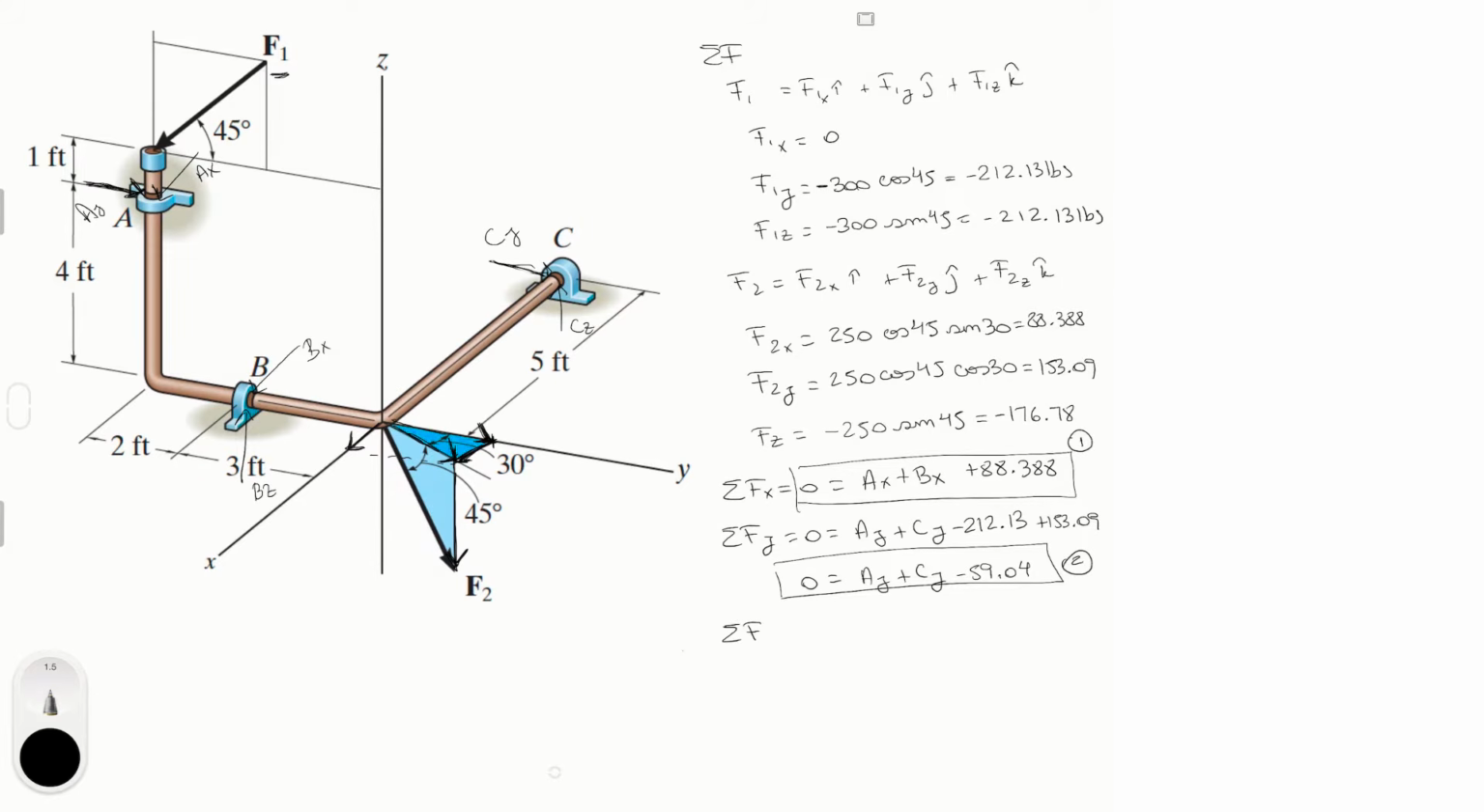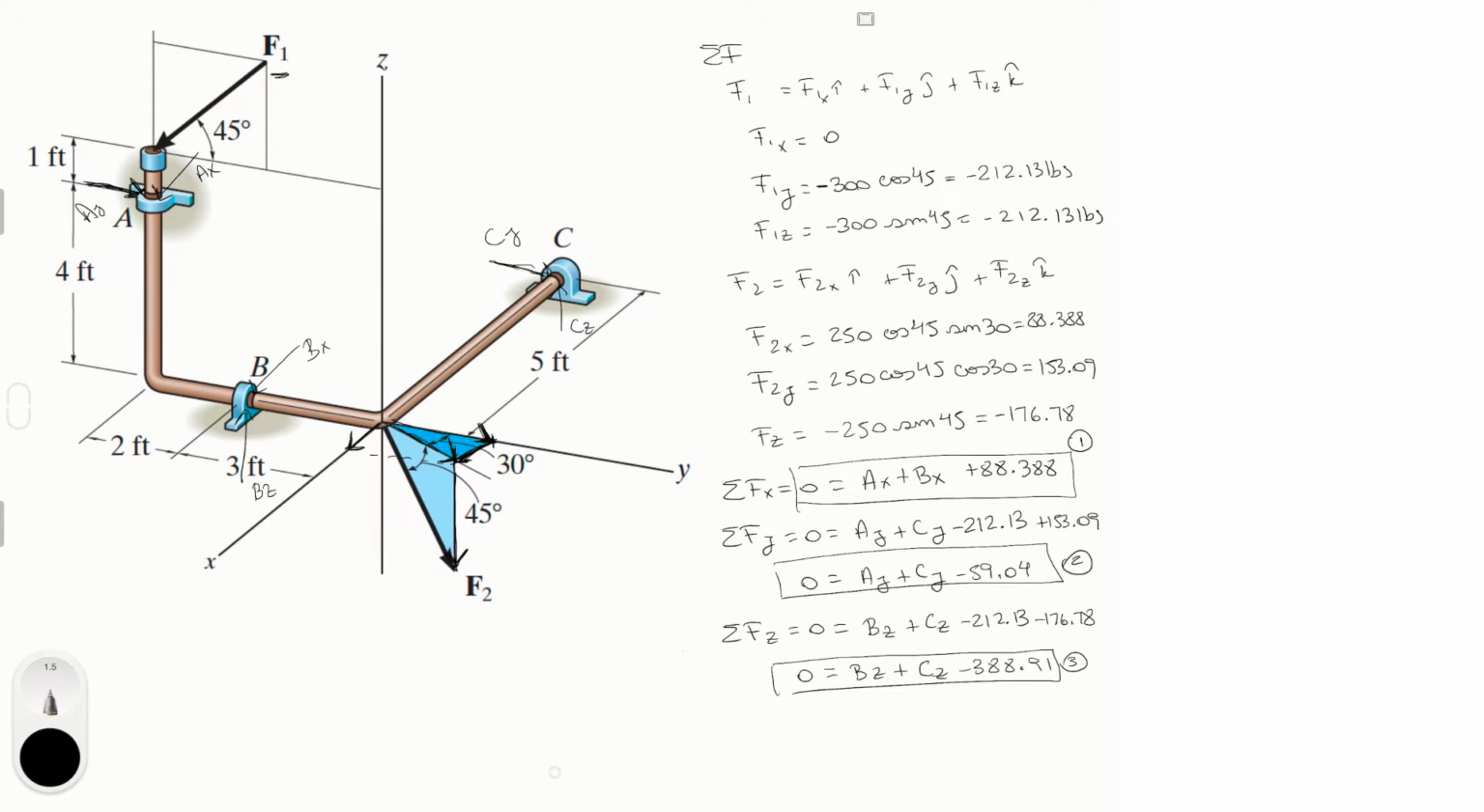Let's do sum of the forces in the Z. It's equal to 0, and it's equal to BZ plus CZ. And again, F1Z and F2Z collectively are minus 212.13 minus 176.78. So that means that 0 is equal to BZ plus CZ minus 388.91. And let's call this equation 3.